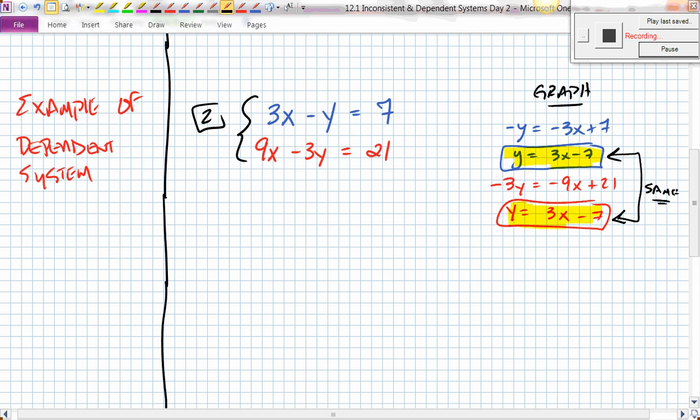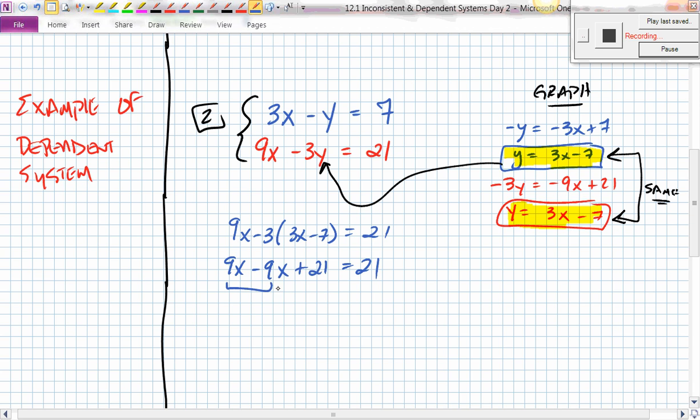Let's say for the sake of argument, I didn't see that. I didn't want to graph this because after all, these are the same line, so I would just see one line anyways. Let's say that I've already solved for y. I could substitute it in, right? So I would have 9x minus 3 times 3x minus 7 is 21. So I'd have 9x minus 9x plus 21 equals 21. Hey, this goes away. 21 equals 21.